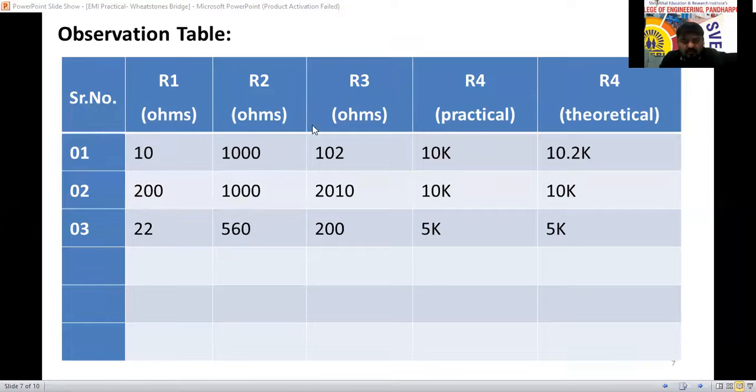Note down this observation table. Don't write these readings; I'll give different readings now. Only serial number, R1, R2, R3 and R4 practical, R4 theoretical. Serial number 1, 2 readings I am going to give here. Okay, this is the observation table.